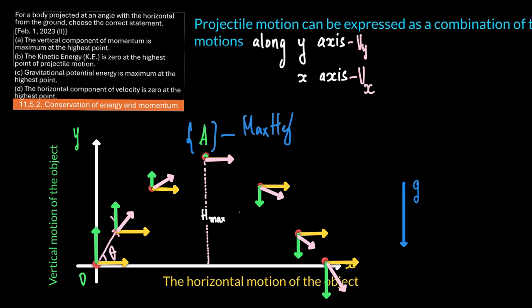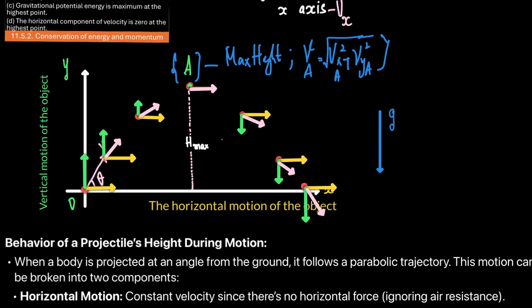A is the maximum height, and at this height V can be written as root of Vx square plus Vy square, or say V at A can be written as root of Vx at A square plus Vy at A square, right? Okay, let me keep this discussion posted for a second. Let me just take you through this, where I want you to make a note of things here.